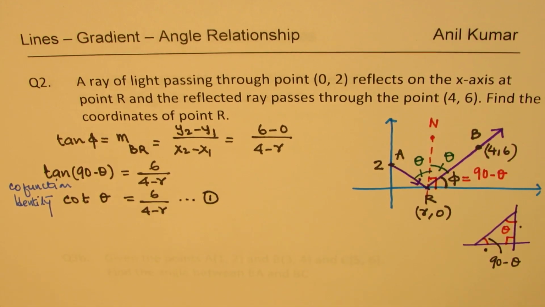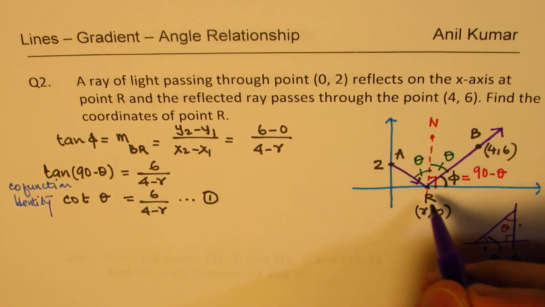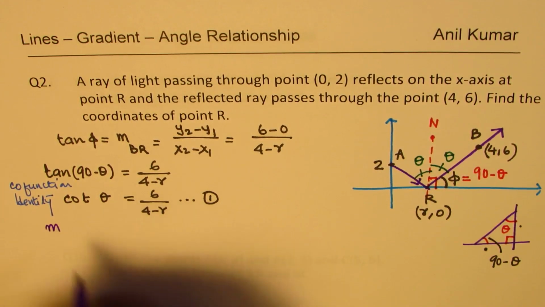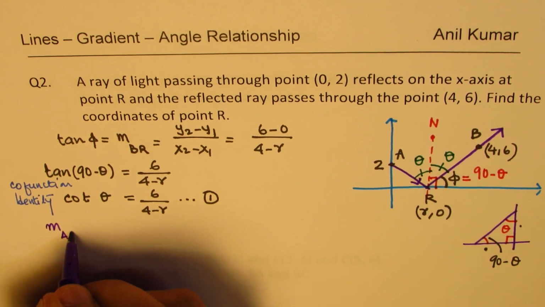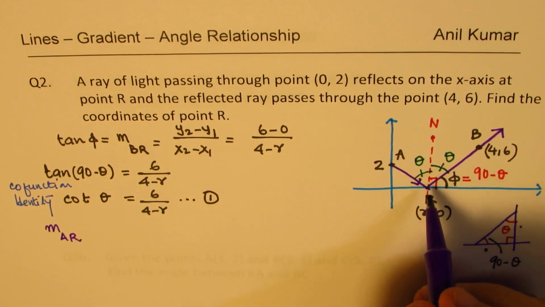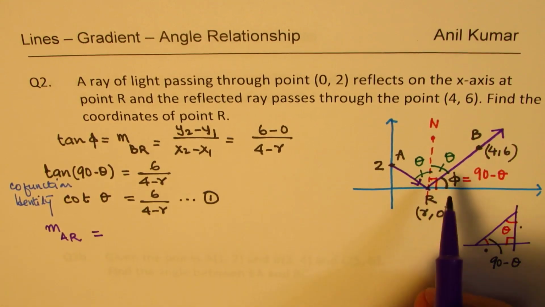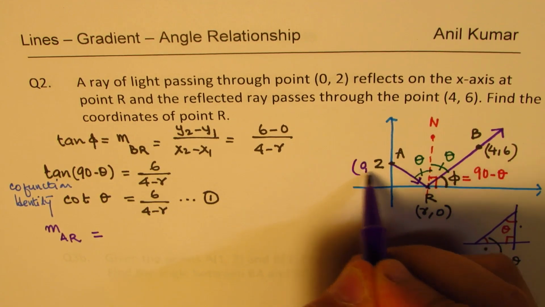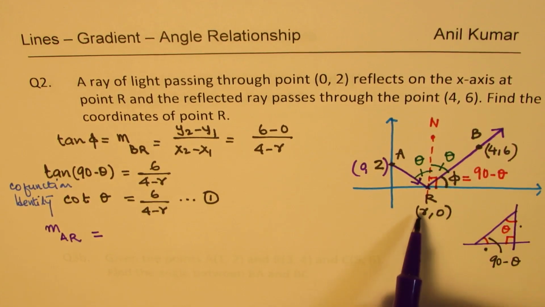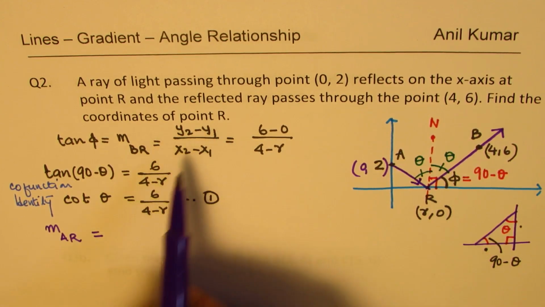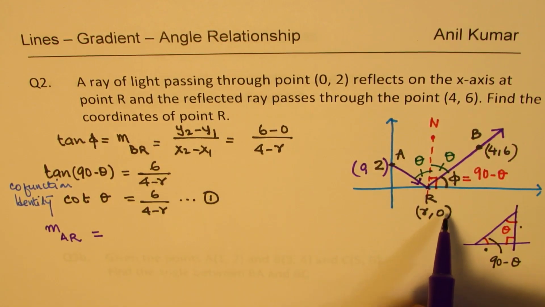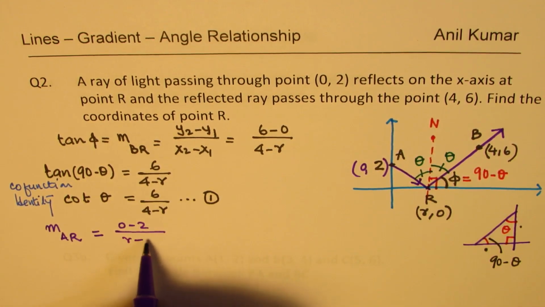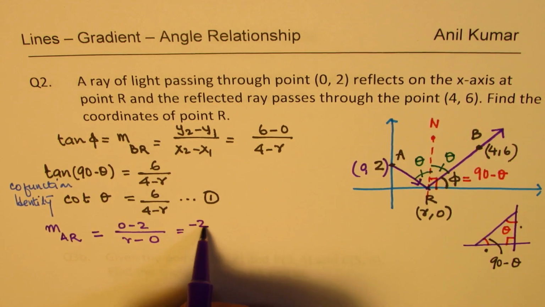Okay. Now let us consider the line A to R, right? So what is the slope of this line? So slope M of AR is equal to what? Again we'll use the same formula, right? So we have the coordinates 0, 2 here, and r and 0. So using y2 minus y1 divided by x2 minus x1, we get 0 minus 2 divided by r minus 0, which is minus 2 over r.